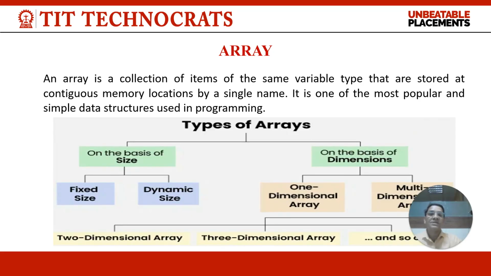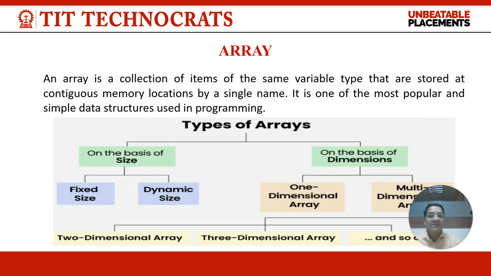The first data structure that we are discussing is the array. As we know, an array is a non-primitive linear static data structure. An array is a collection of items of the same variable type that are stored at contiguous memory locations by a single name. It is one of the most popular and simple data structures used in programming.